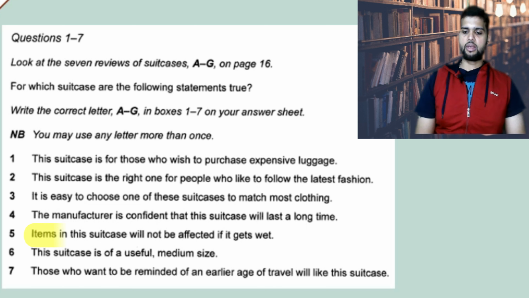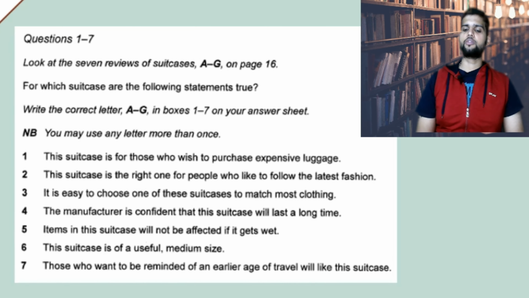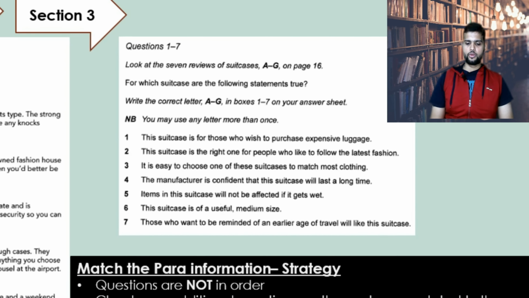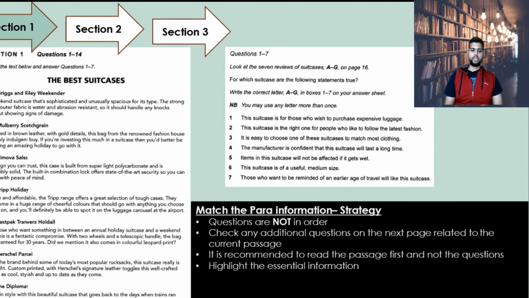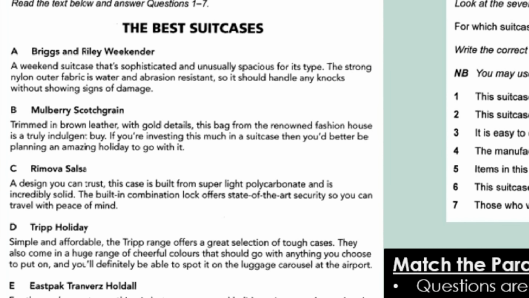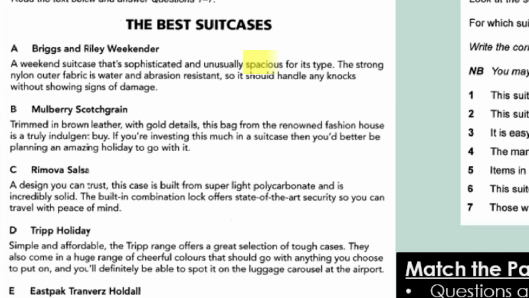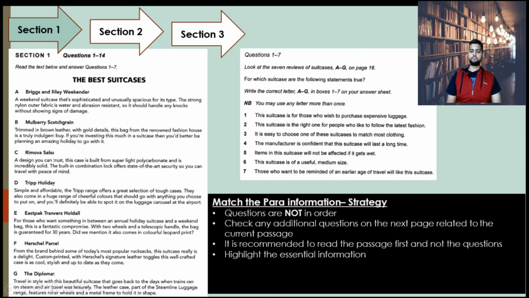Items in this suitcase will not be affected if it gets wet. Here we go. If the suitcase is getting wet, items will not get wet. That means it is waterproof. So the answer for the 5th question is A. So like this you are approaching. Then highlight the essential information over here, just when you are going through the para, as I have mentioned. It is spacious, you should highlight. Fabric is water resistant: water and abrasion resistant should be highlighted. Damage, without damage, you should highlight this. Then only you will be able to understand the questions better.